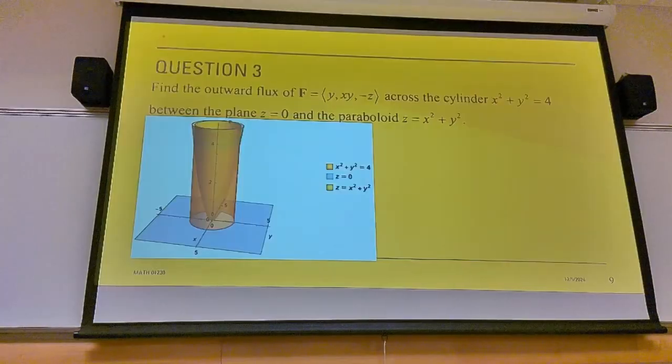So the first thing to ask, is this a closed surface? Yes, it is. So we can use the divergence theorem here. So describe the region that is enclosed by this surface.